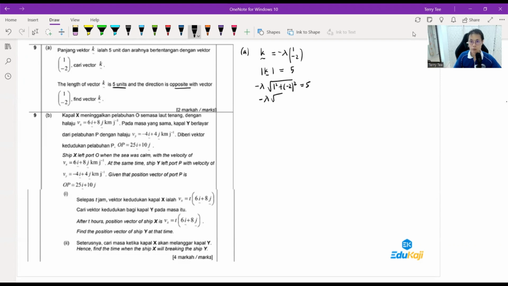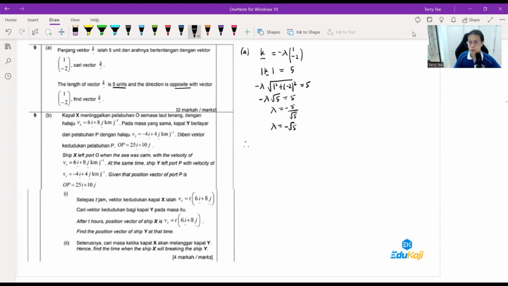Let me put the square root 5 here. 1 squared plus 2 squared. 2 squared is 4. 4 plus 1 is 5. So we divide it. So lambda is 5 divided by surd 5, with a negative. Your lambda is negative surd 5. 5 divided by surd 5 is just surd 5. So let's take this k, negative surd 5, and sub inside.